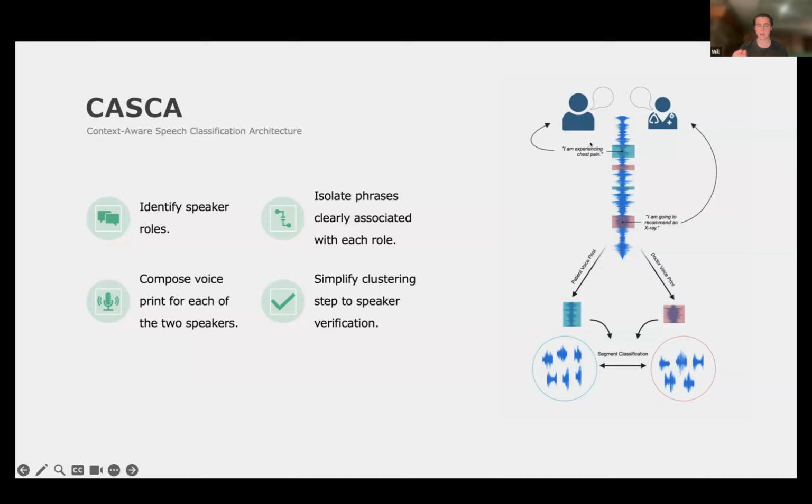Once that's done, the audio corresponding to the words making up the phrases associated with one of the two roles can be used to compose a voice print for each of the two speakers, reducing the complex, unreliable clustering task to a simple two-class classification problem using speaker verification methods, which compare speech against a larger sample of speech to identify if the speech aligns with the acoustic characteristics of the voice print.